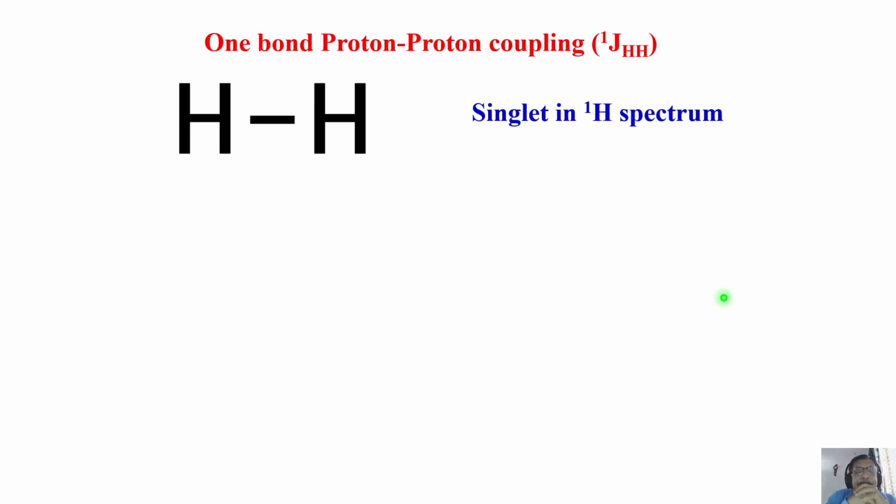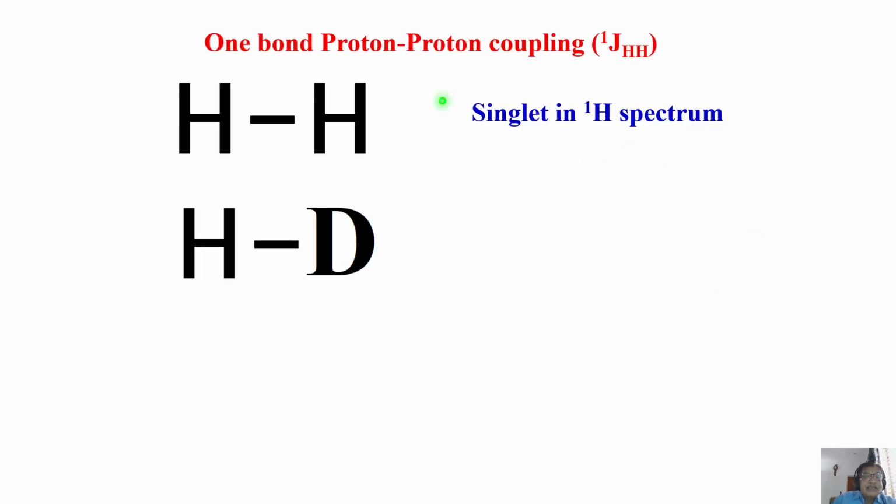So one thing is, of course, to retain the nature of the molecule. The best thing is, why can't you substitute one of the protons by a deuterium? Now, what is going to happen in the NMR spectrum? This HH coupling is not reflected in the spectrum, proton-proton coupling. But what about HD coupling? Remember, deuterium is a spin 1 nucleus. This is a spin half nucleus. Now I am observing the proton.